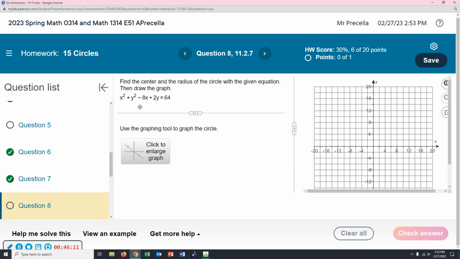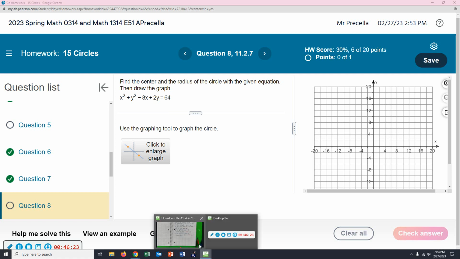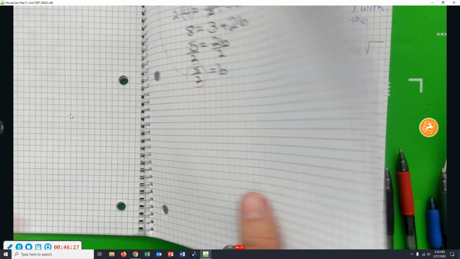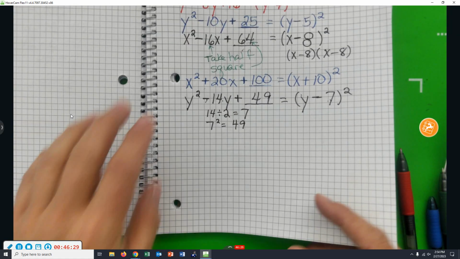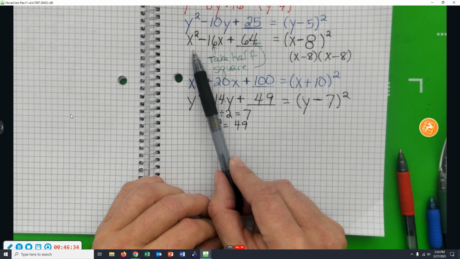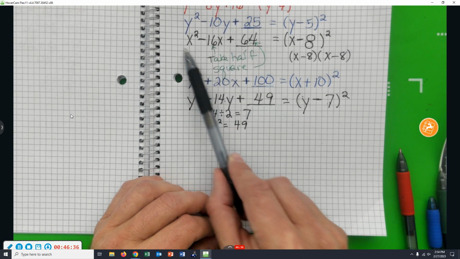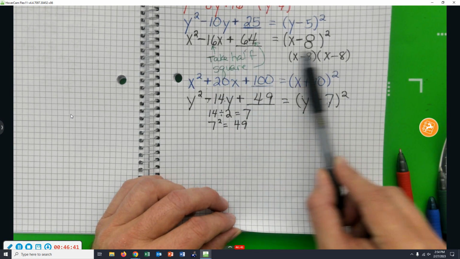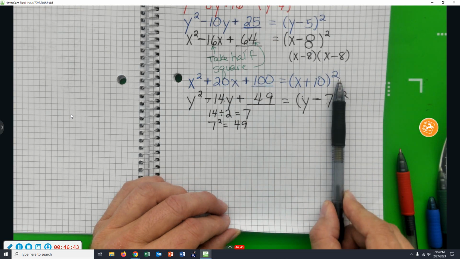So the natural question to ask is, can we take something like this and write it with the parentheses? And the answer is yes. And it's going to involve something we did at the beginning of class. This sort of stuff. We can take our x's, group them together, and find some number that'll let us factor it as a perfect square trinomial.